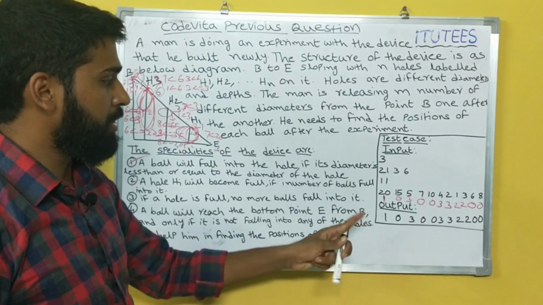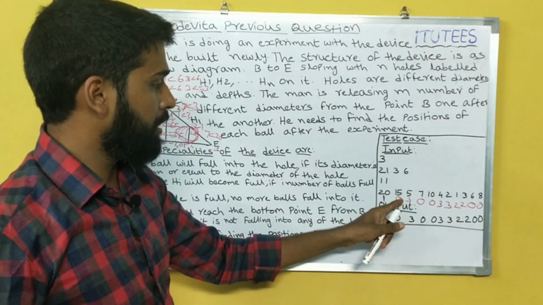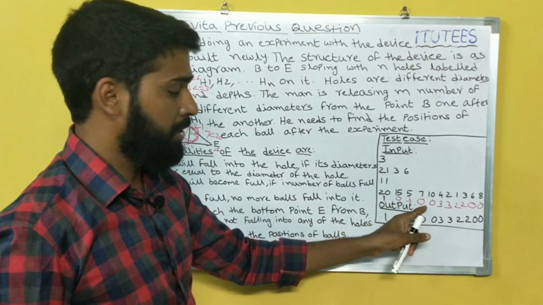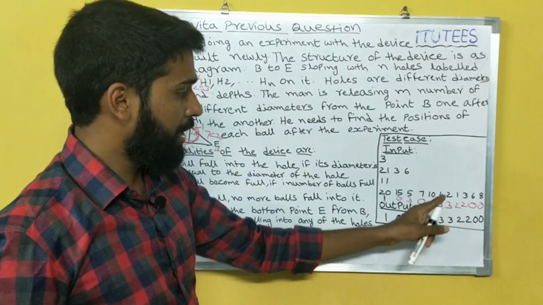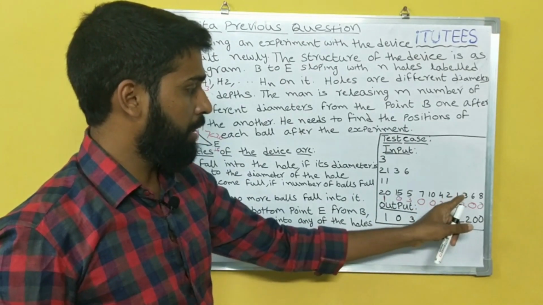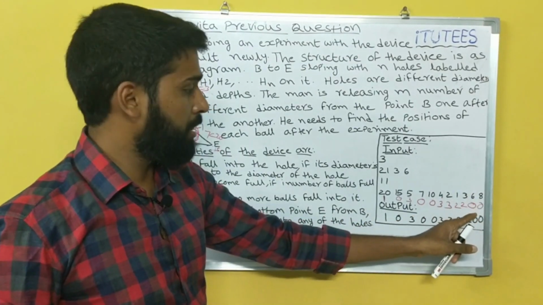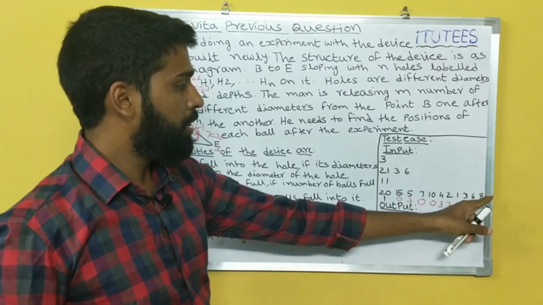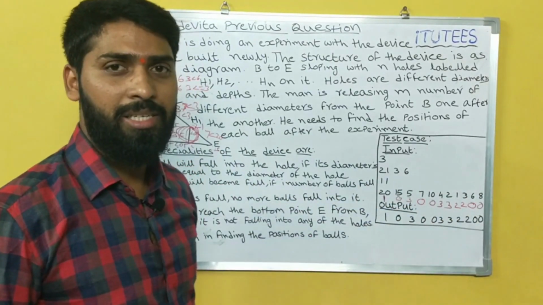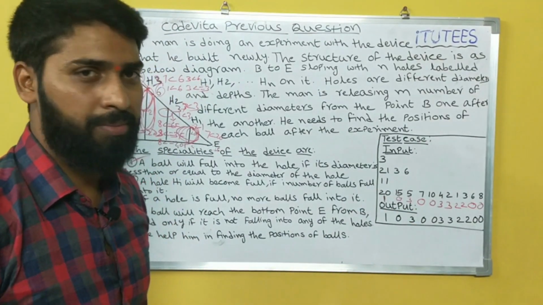The expected output is the 20 is in hole 1, the 15 reaches E, 5 is in third hole, 7 reaches E, 10 reaches E, 4 in hole 3, 2 in hole 3, 1 in hole 2, 3 in hole 2, 6 reaches E, so 0. Like that 8 also reaches E, so the point is 0. So that is the output we are going to print.